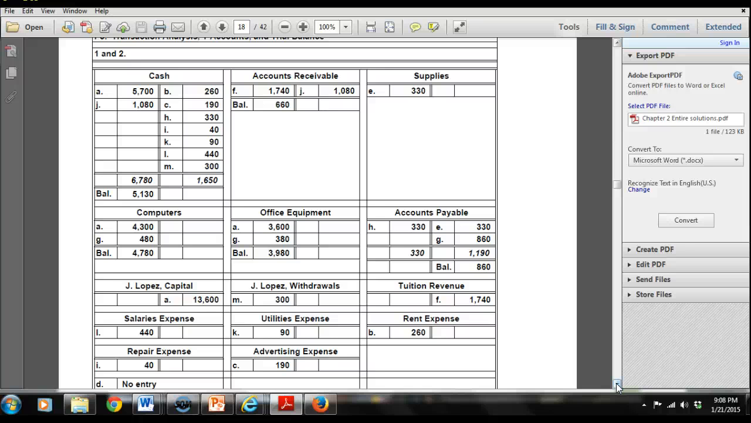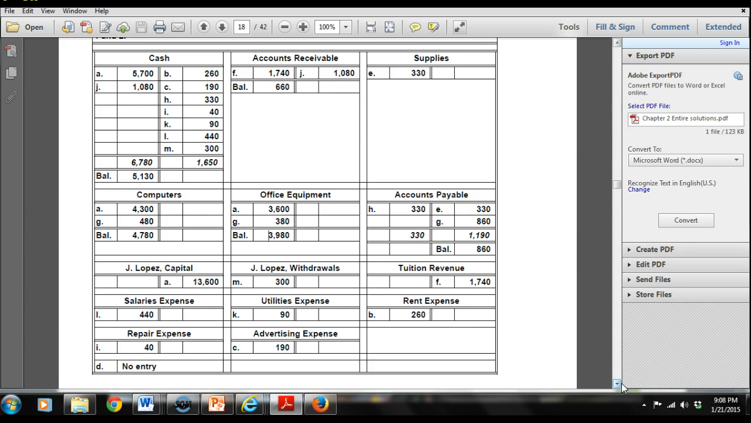Our accounts payable should have a credit balance after we debit 330 and our total credits are 1,190, we should have a credit balance of 860. Okay? How are you guys doing so far?